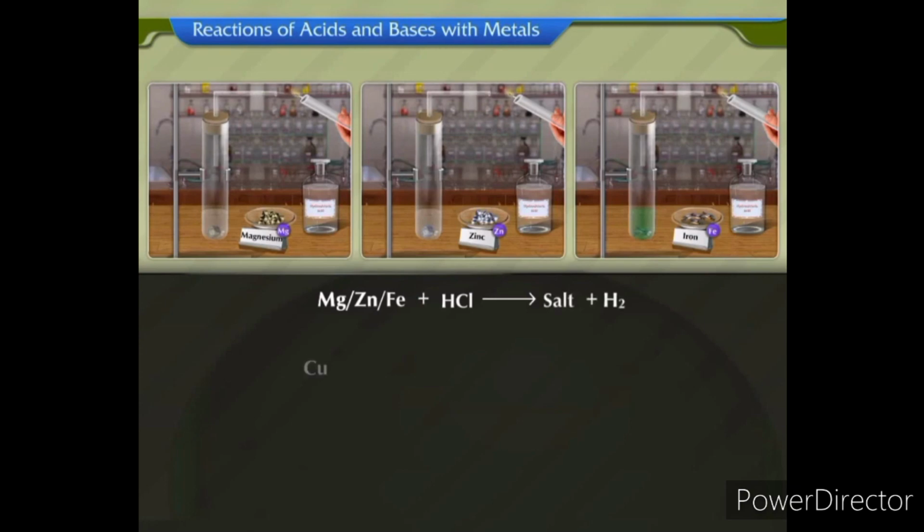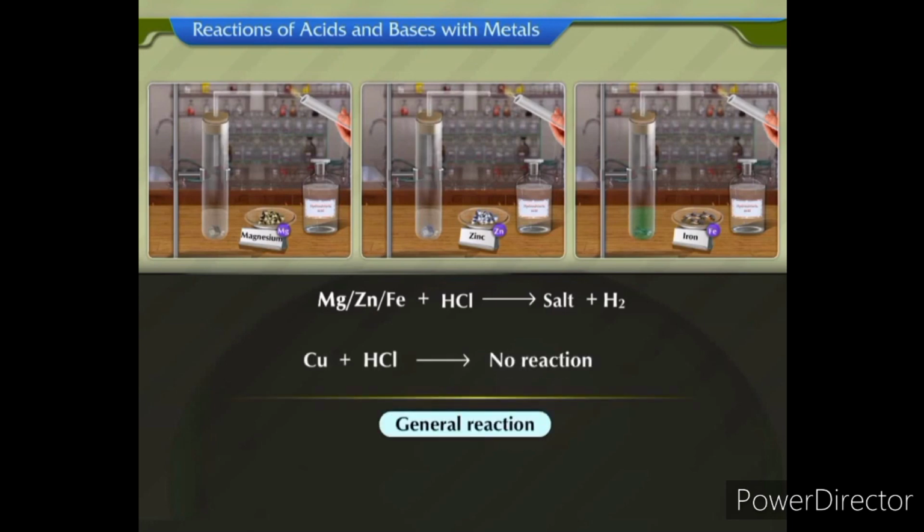Less reactive metals like copper do not react with hydrochloric acid. The general reaction is that an acid reacts with a metal to form salt and hydrogen gas.